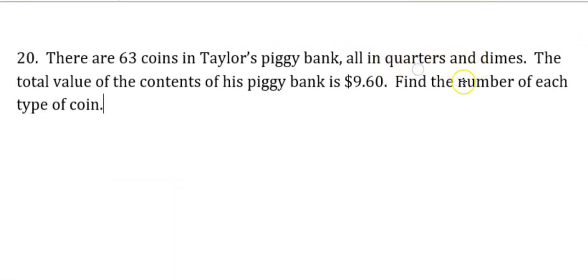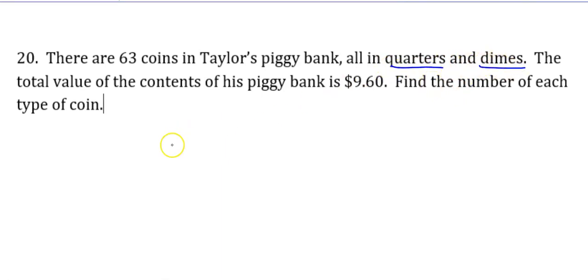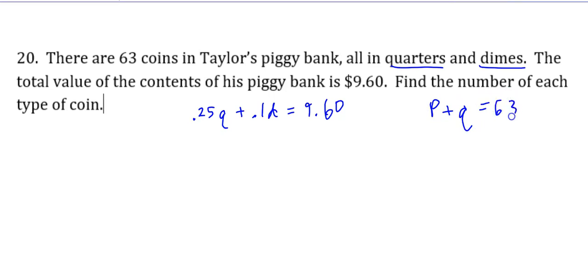So it's all quarters and dimes. So you can set up your equation: 0.25q plus 0.1d equals 9.60. Your other equation would just be something like p plus q equals 63 coins, right? So now you've got to figure out if you can use substitution or elimination or what you're going to do.